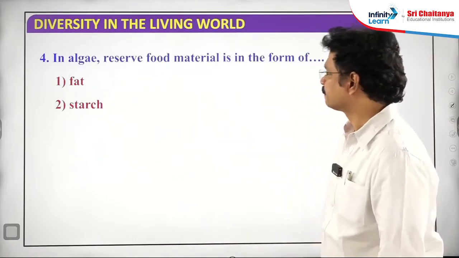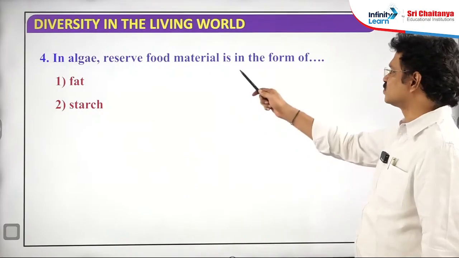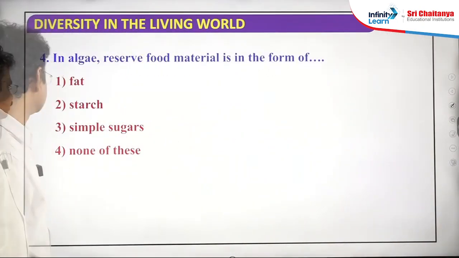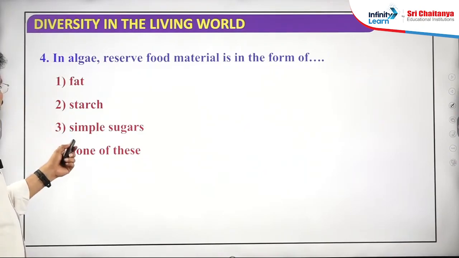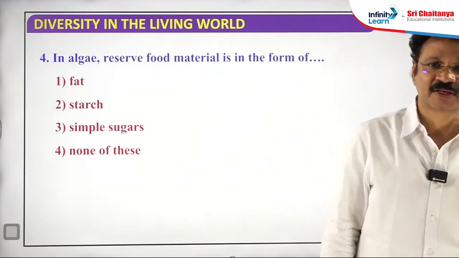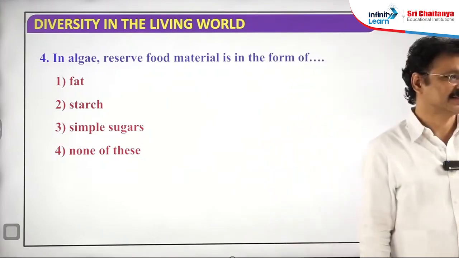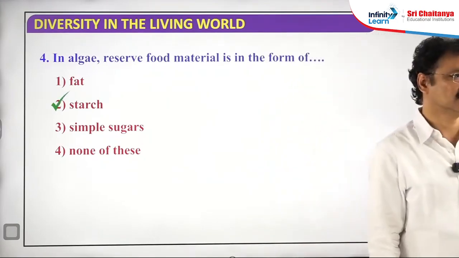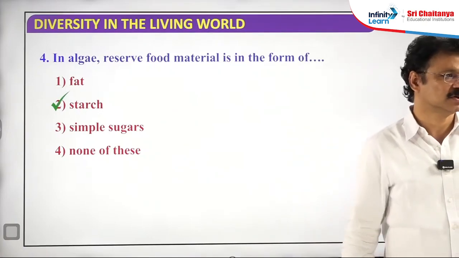Next question. In algae, what is the form of reserve food material? What is the common form of reserve food material in algae: fat, starch, sugars, or none of the above? In most of the algae, the majority of algal members, especially green algae, the excess amount of food is stored in the form of starch. Yes, good. Second option, right answer.